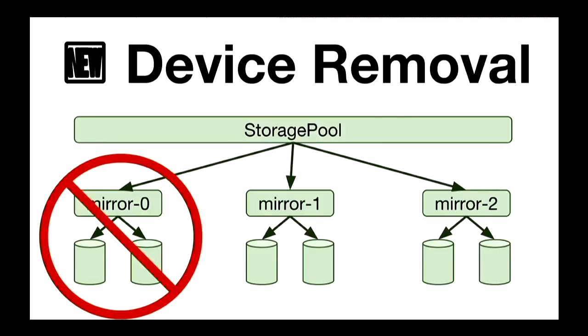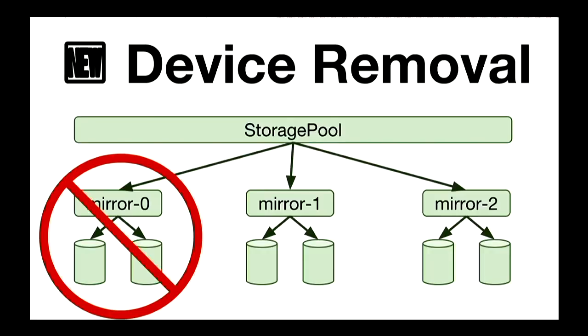So first, device removal. What I'm talking about here, just for background, is like you have a storage pool, you have 3 mirrors, each mirror has 2 disks, and what we want to do is remove 1 mirror. So we are going to be reducing the total amount of storage in the pool, and so we're going to need to move all the data on this VDEV onto these other VDEVs.